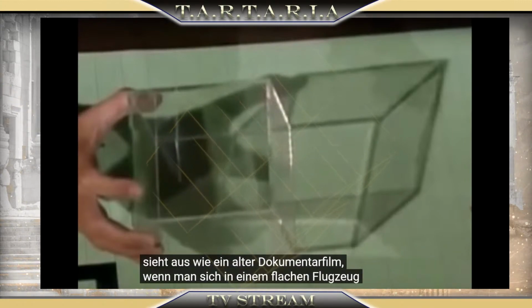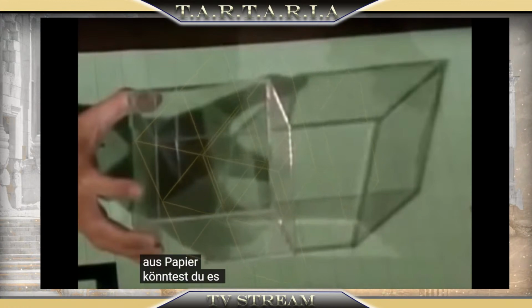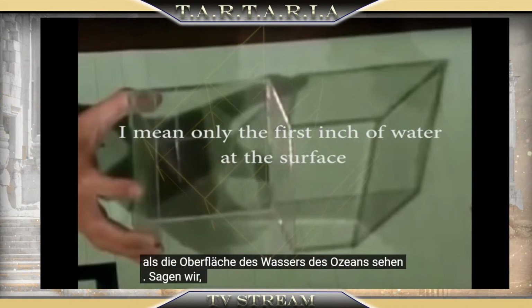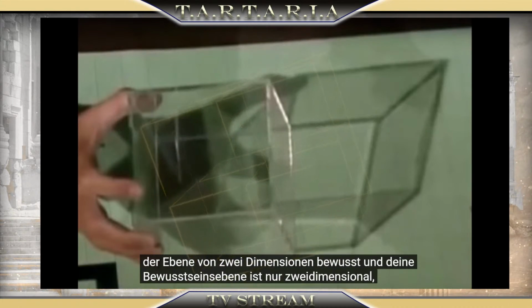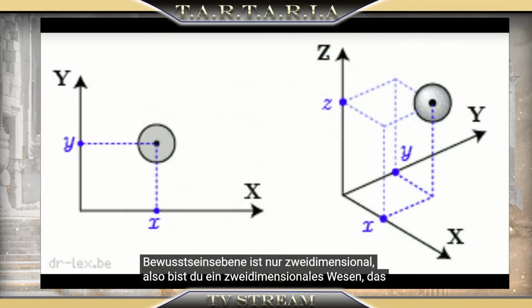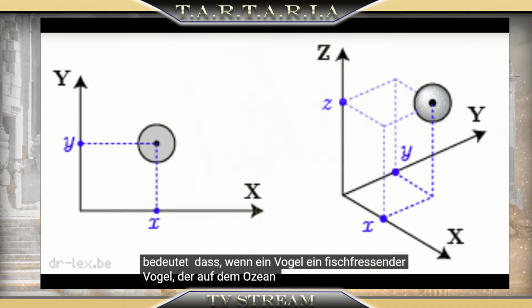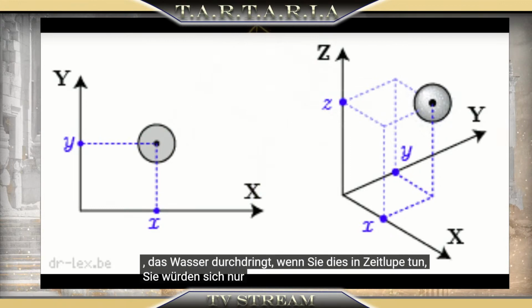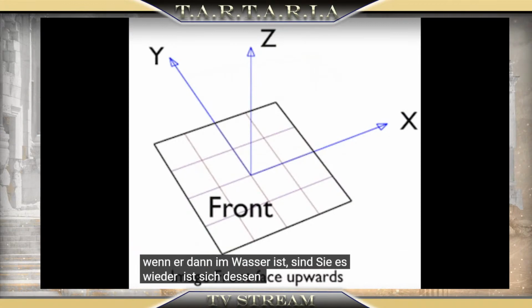When you're on a flat plane, there are really no three dimensions, which means it's like a sheet of paper. You could even see it as the surface of the water of the ocean. Let's say you're at the level of 2 dimensions, and your awareness level is only 2-dimensional. So you're a 2-dimensional being. That means that when a fish-eating bird that is hunting on the ocean penetrates the water, if you do that in slow motion, you would only become aware of the bird as it is penetrating. And then once it's in the water, you again are no longer aware of it.